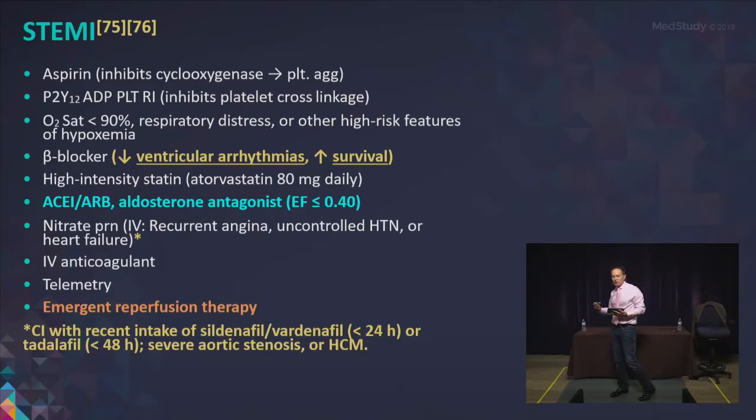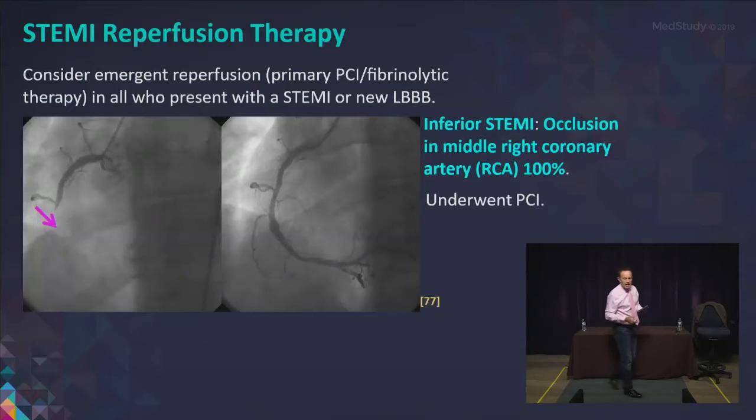Now, the main key difference with STEMI is that in most cases we're not messing around with scores or doing anything. They have a complete occlusion. Muscle is dying. We need to reestablish flow ASAP. And this is what I'm talking about here. Here's someone with a right coronary artery STEMI with ST elevation in 2, 3, aVF, complete occlusion, and then reopened successfully. This is what we need to do in most of these cases.